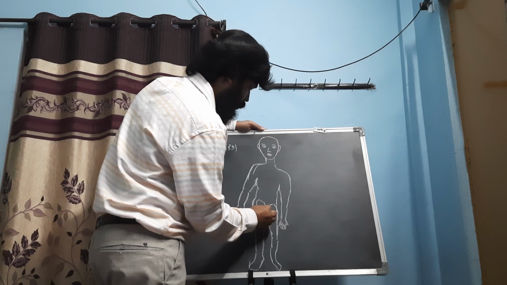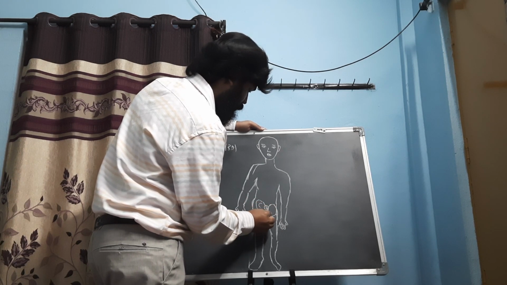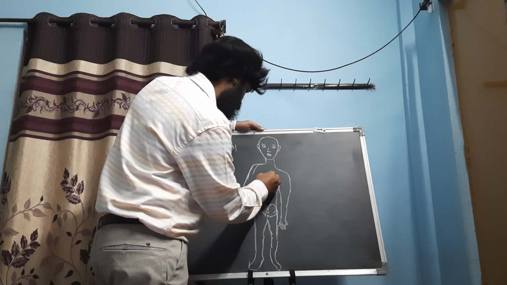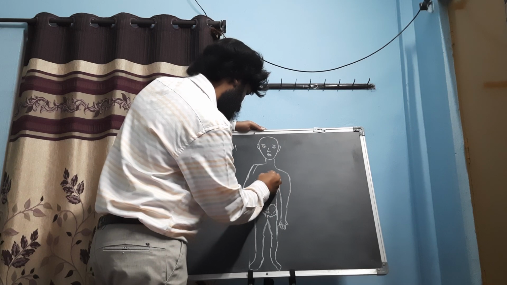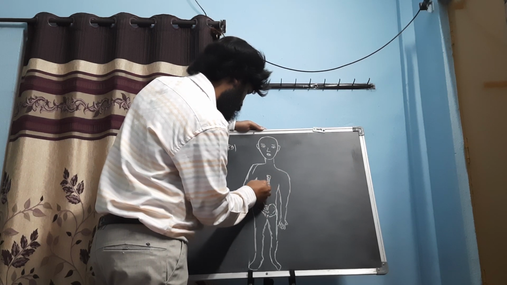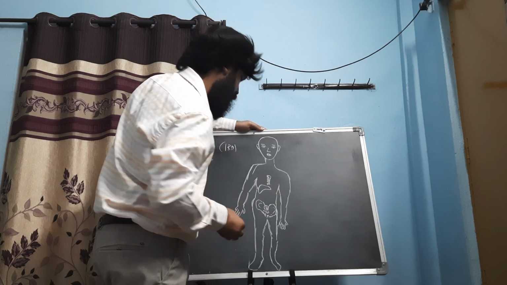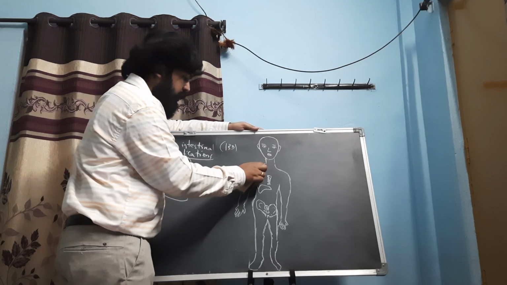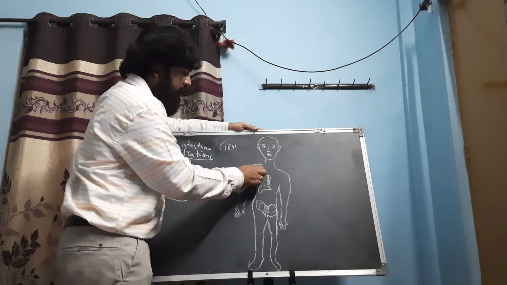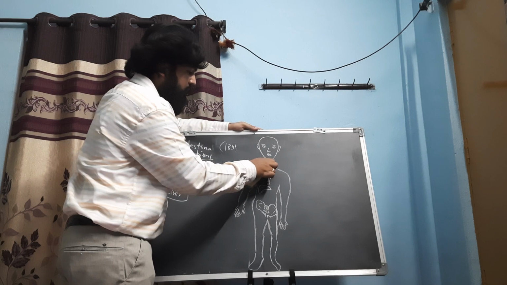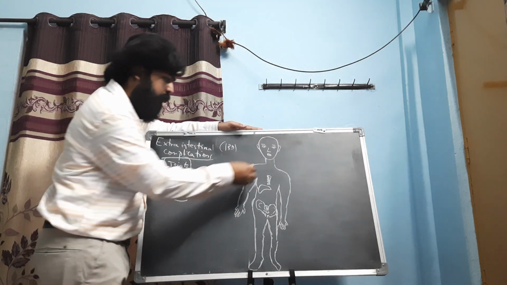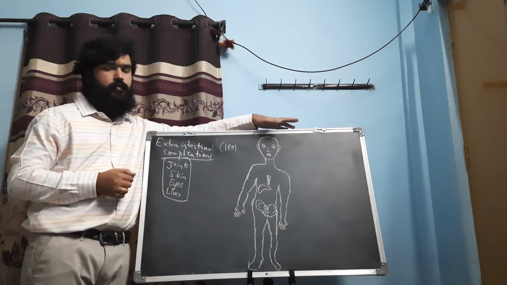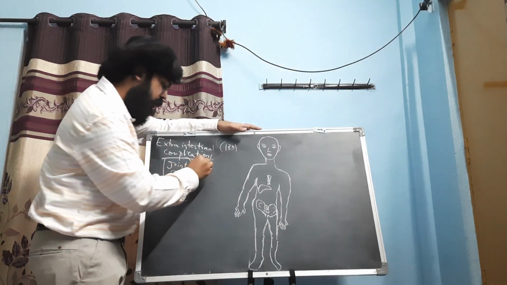The sacrum, coccyx, the pelvic region, and this is the vertebral column. Just for your understanding, I wanted to depict the same through the picture. So, joints, arthropathy.